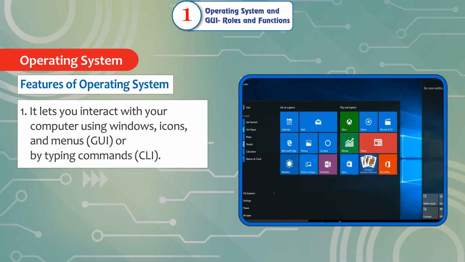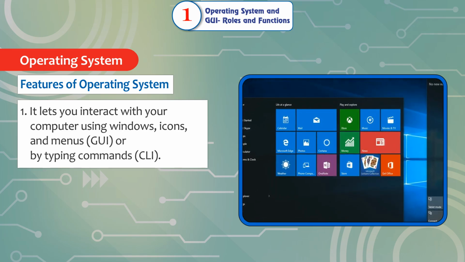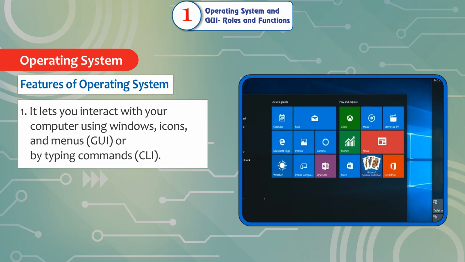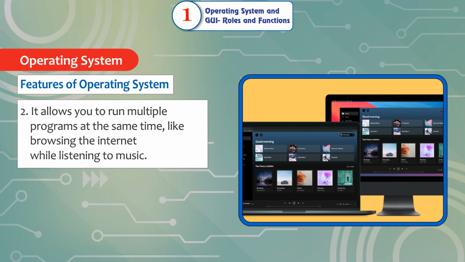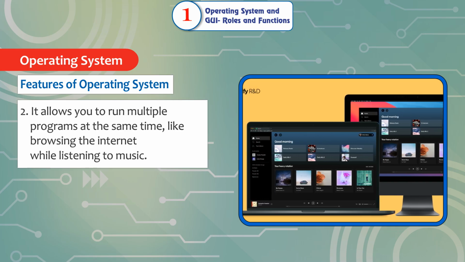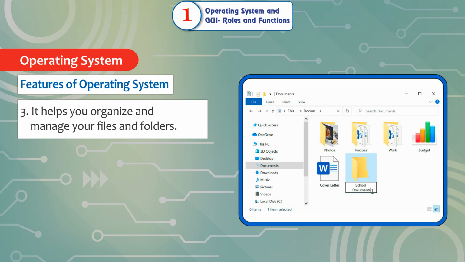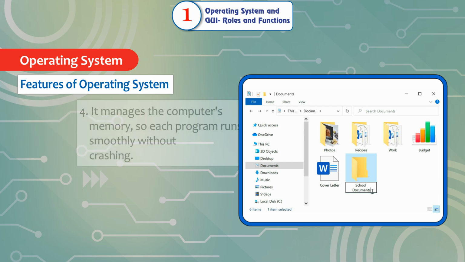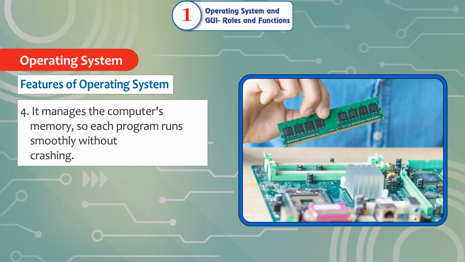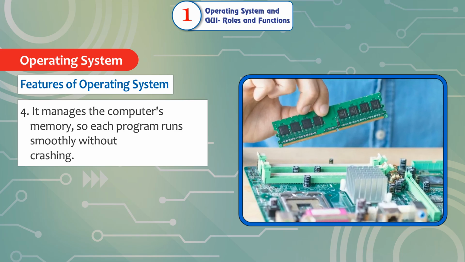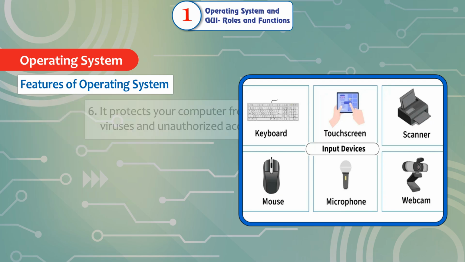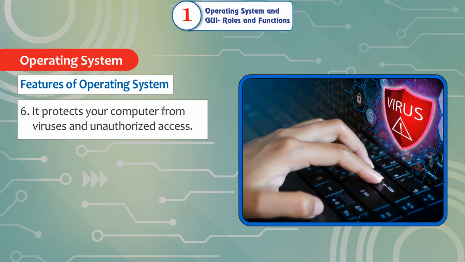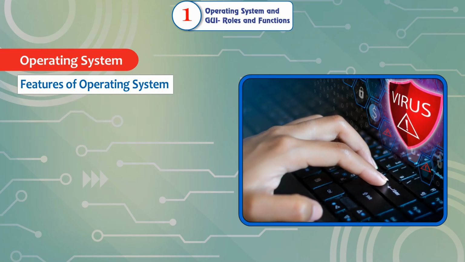1. It lets you interact with your computer using Windows icons and menus (GUI) or by typing commands (CLI). 2. It allows you to run multiple programs at the same time, like browsing the internet while listening to music. 3. It helps you organize and manage your files and folders. 4. It manages the computer's memory, so each program runs smoothly without crashing. 5. It controls hardware devices like printers and keyboards, ensuring they work properly. 6. It protects your computer from viruses and unauthorized access.